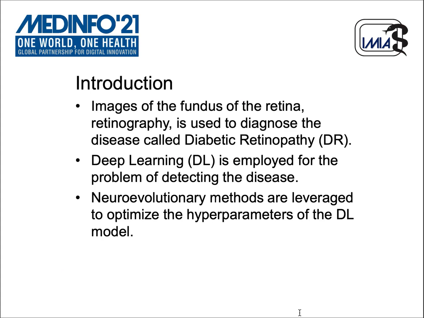To combat this disease, called diabetic retinopathy, images of the fundus of the retina are commonly used for the diagnosis of the mentioned disease. To aid us with this task, deep learning is employed for detecting the disease. The deep learning method's performance, however, is highly dependent on the optimal configuration of the hyperparameters. In this article, we propose the use of neuroevolutionary algorithms to optimize the hyperparameters of these models.